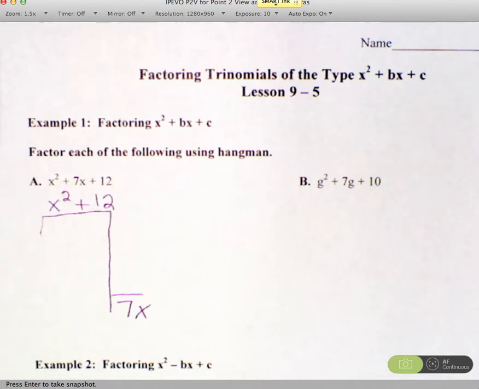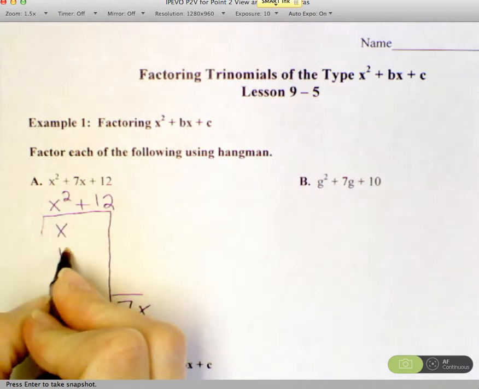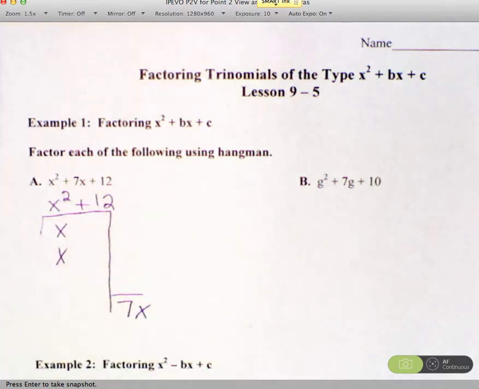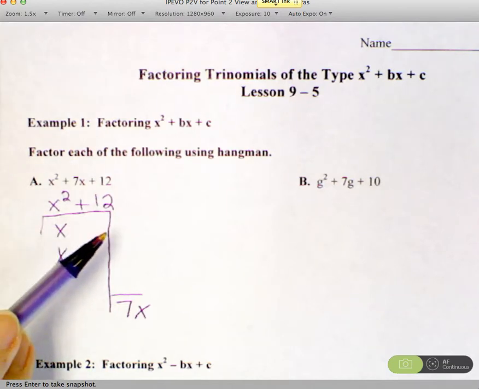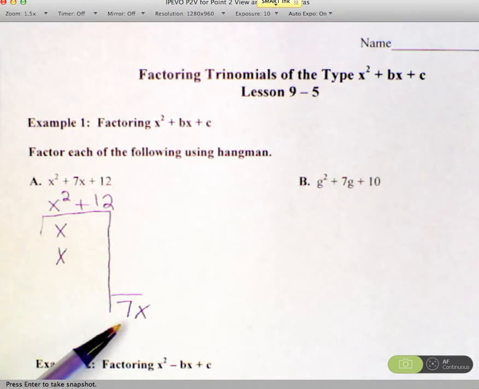Then you're going to break down the x squared and the 12. We're going to break down these two items. To get x squared, we have to multiply x and x. So vertically, we're going to put the factors. We just want two of them. Now, you may have to do trial and error on this, because for 12 there are several options for factors. We want two factors that multiply to get 12, but that also add to the 7 down here at the bottom.